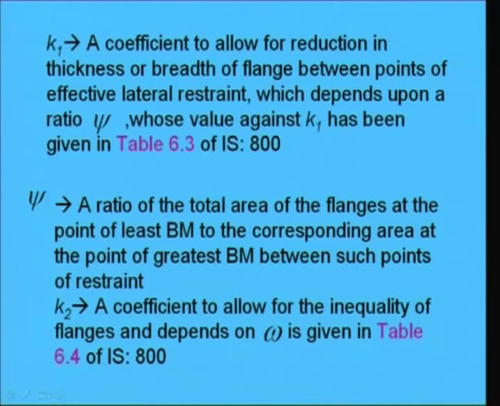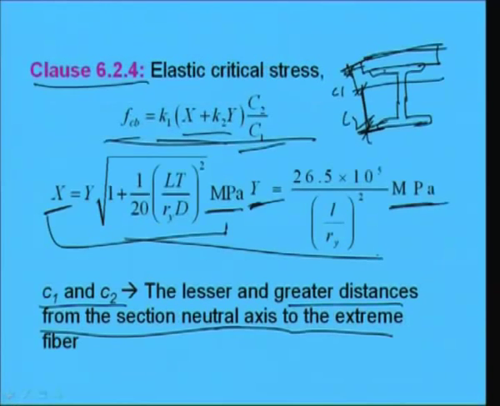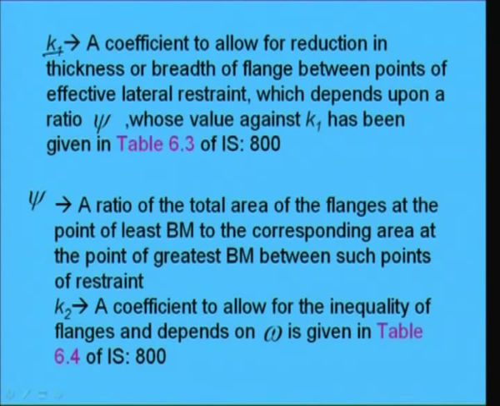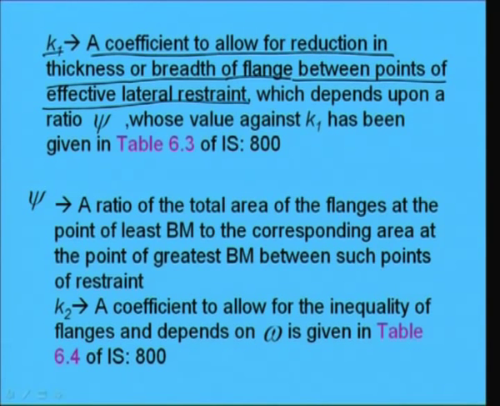Next, K1, because here some factors are given, K1, K2. So, what is K1? It is the coefficient to allow for reduction in thickness or breadth of flange between points of effective lateral restraint, which depends upon a ratio psi, whose value against K1 has been given in table 6.3. So, the values of K1 are given in table 6.3, which depends on the value of psi.